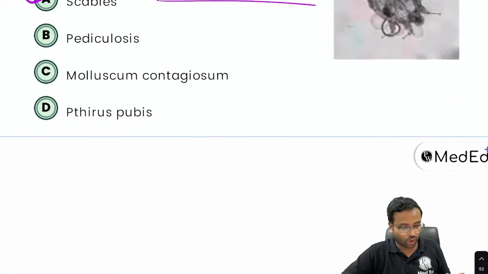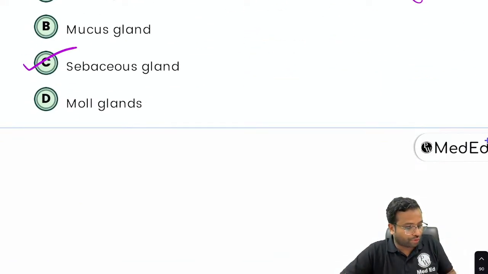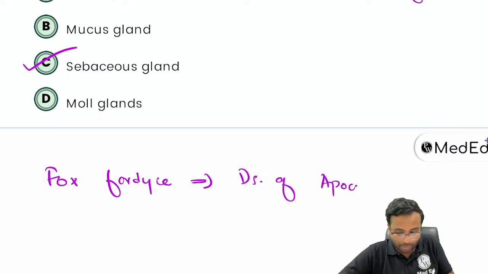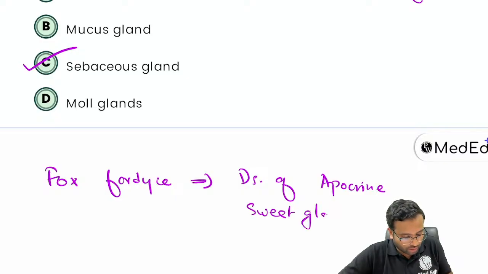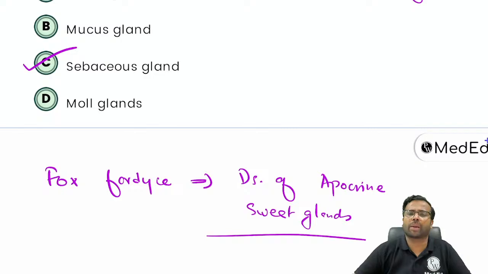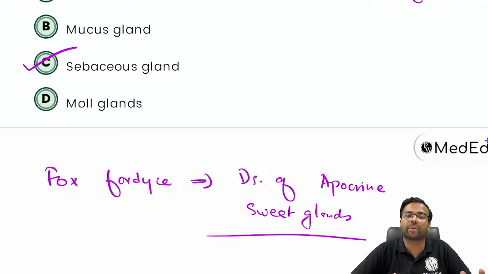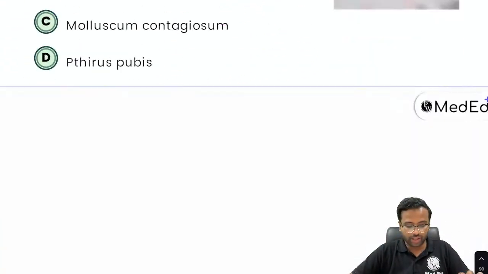Yeah, I'll just note it down in the previous one. Fox Fordyce is a disease of apocrine sweat glands. And as you know, apocrine glands, they can be seen in the axilla. It can be seen over the groin area, over the areola and all. So usually what happens, a patient with Fox Fordyce disease, they come to you with a itchy axilla.